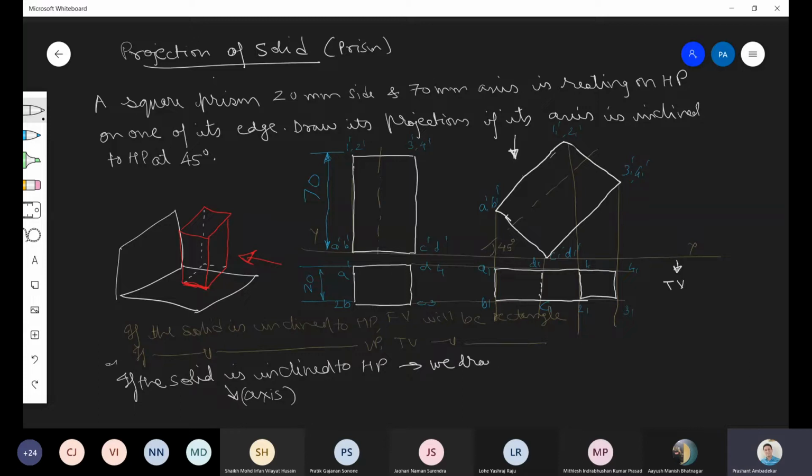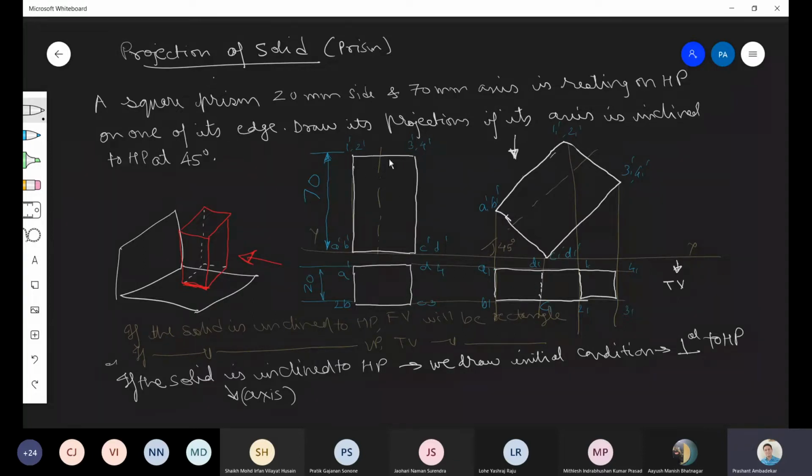we draw the initial condition, or stage 1, perpendicular to HP. In this case our axis is inclined to HP, so initially we will draw it perpendicular to HP.